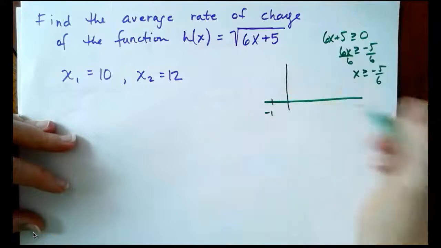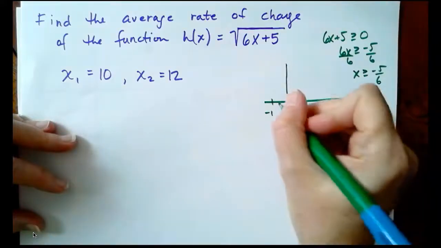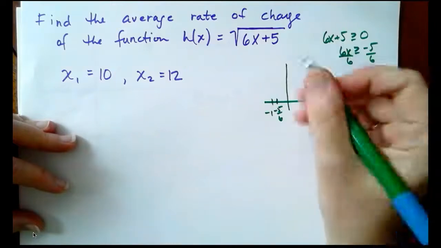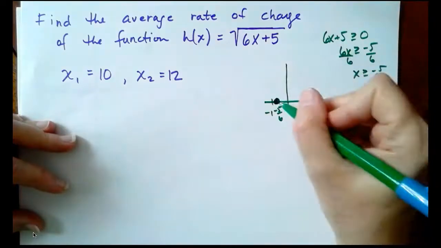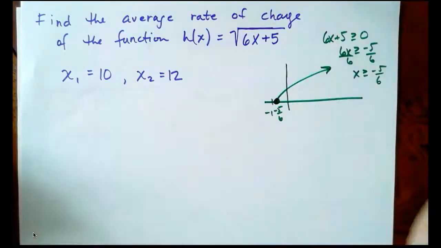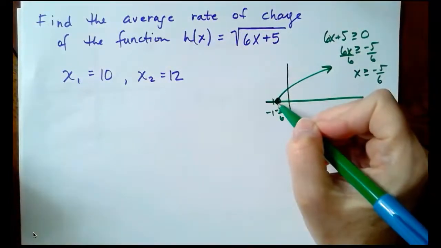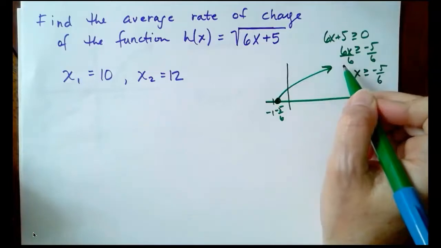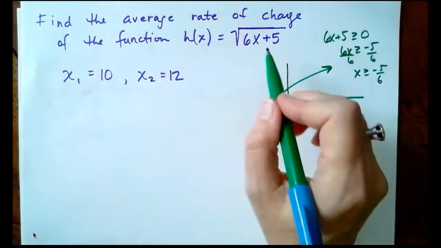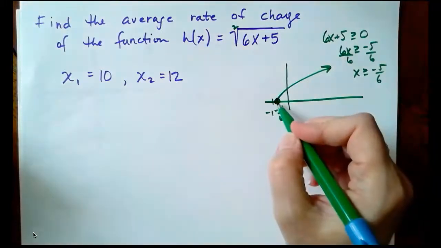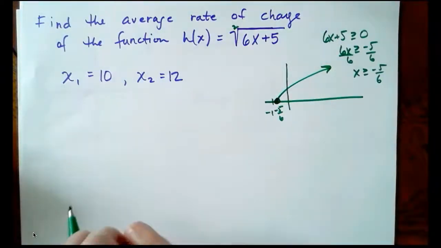So if negative 1 is right there, negative 5/6 would be about right there. And this particular graph would look like something like that if we were to graph it. And that's just a very rough estimate. It's just a nice, simple curve up. Remember, square root functions do have a domain restriction. So that's why we have a starting point there and then everything to the right.